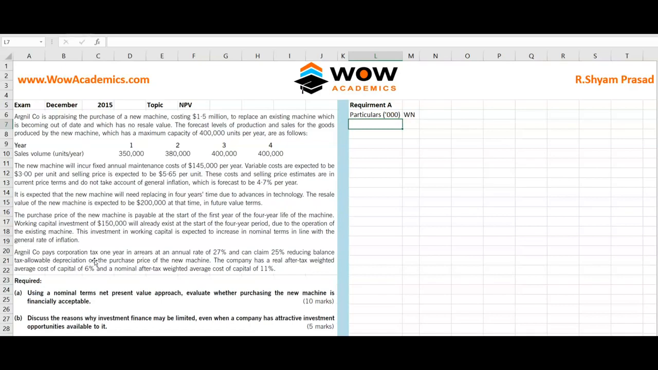ECO pays corporation tax 1 year in arrears. So you should be adding one more year to our normal operations, and the tax rate is 27%, and it can claim 25% reducing balance tax allowable depreciation on the purchase price of the new machine. So the company can get the tax benefit here. The company has a real after tax weighted average cost of capital of 6%, which is not required. This number is not required. What we require is a nominal after tax weighted average cost of capital of 11%. So this is what we require.